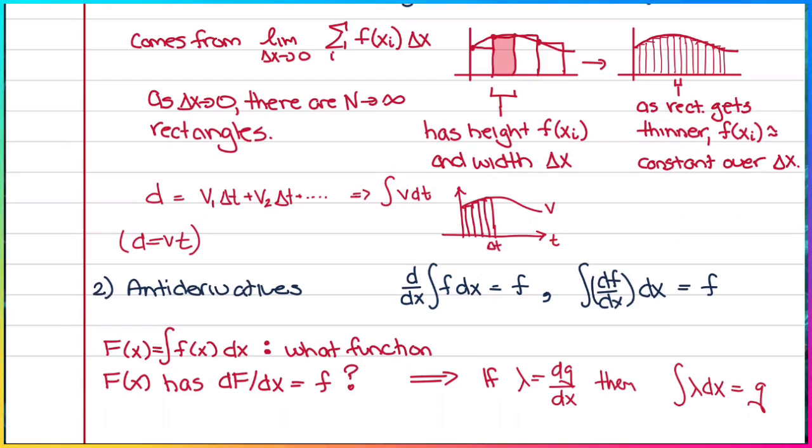Thinking conceptually, if I think of lambda as my charge density, so that it's dq dx, then by these ideas, if I want to get back q, I need to cancel out the derivative. How do I cancel out the derivative? I take an integral. So if I take the integral of dq dx, the integral and the d will cancel, and I get back q. So this idea also shows how these things are connected to one another.